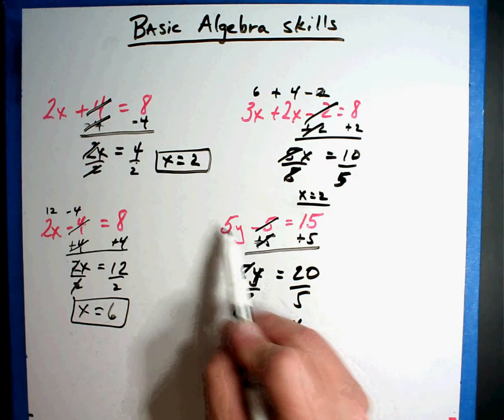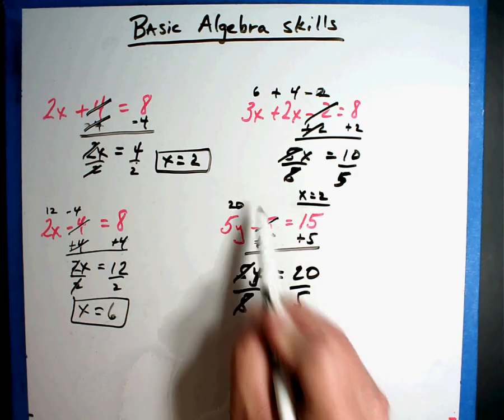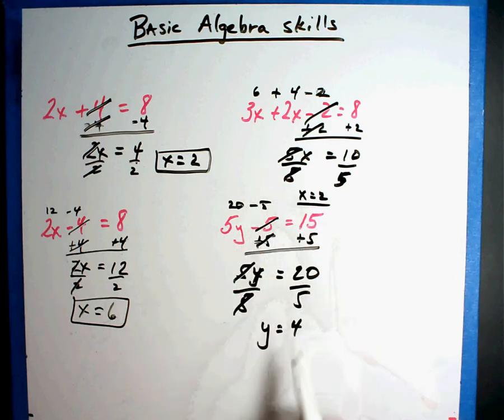Check my work. Put that number in for y. 5 times 4 is 20. Minus 5 is 15. I've got it. This has got to be the answer.